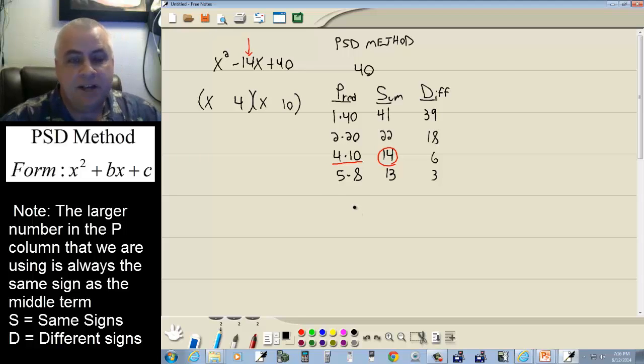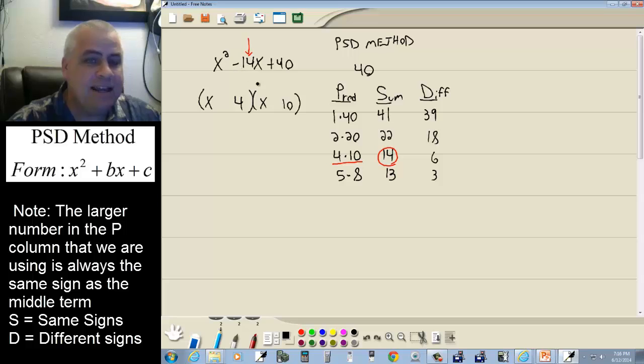Now we've got a note on our signs. The larger number in the P column that we're using, 4 and 10, so the large number is 10, is always the same sign as the middle term. Our middle term up here, the negative 14x, is negative, so the 10 will be negative. Now the number you circled in the S column, S for same signs, both positive or both negative. If the number you circled is in your difference column, D for different signs, one will be positive and one will be negative. Since the number we circled is in the S column, if the 10 is negative, then the 4 will be negative. And that's our answer.